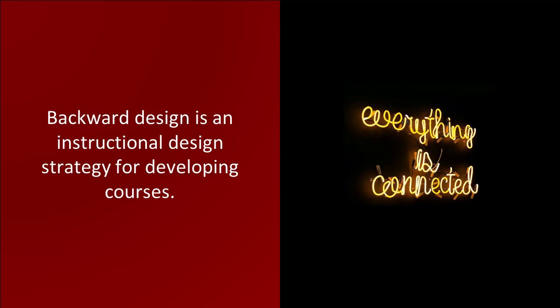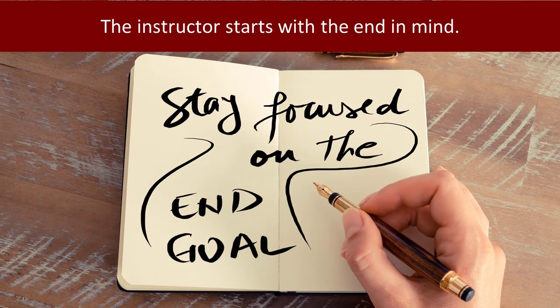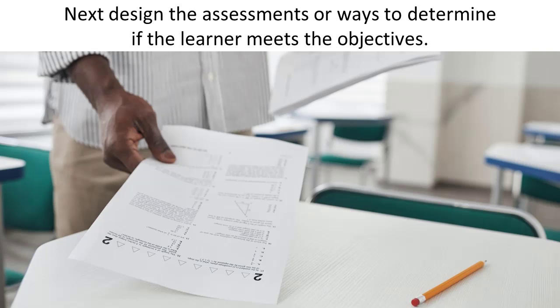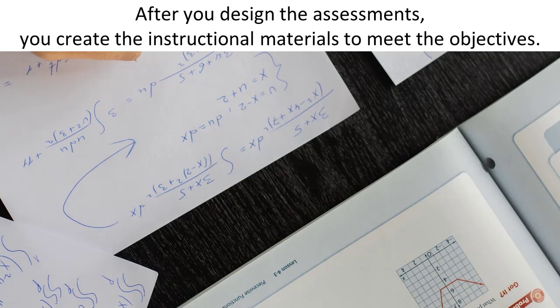Backward design is an instructional design strategy for developing a course. It starts with the end in mind. What do you want learners to be able to do and know? So this starts with your objectives. Once you have your objectives in place, then you design your assessments, or ways that you're going to have your students meet the objectives to demonstrate that they know it. So basically your assessments. And then after you design your assessments, you're going to design the content that teaches the students what you want them to know and do.